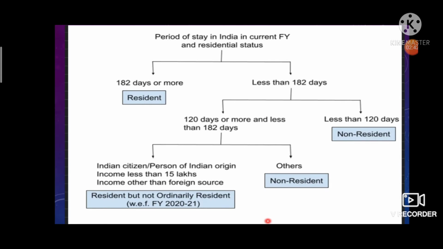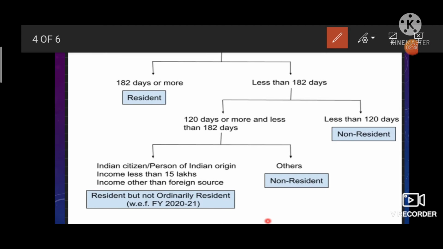We'll see that one. Here is the flow chart. If the basic condition is 182 days or more, then he is a resident of India. Then less than 182 days, this is the updated one. Here we can see 120 days or more and less than 182 days, and 60 days plus 1 year out of 4 years is also valid. The new one, 120 days or more and less than 182 days, is valid when he is an Indian citizen or of Indian origin, with income less than 15 lakh, and income other than from foreign sources. Then he will be a resident of India. If less than 120 days, he is a non-resident.